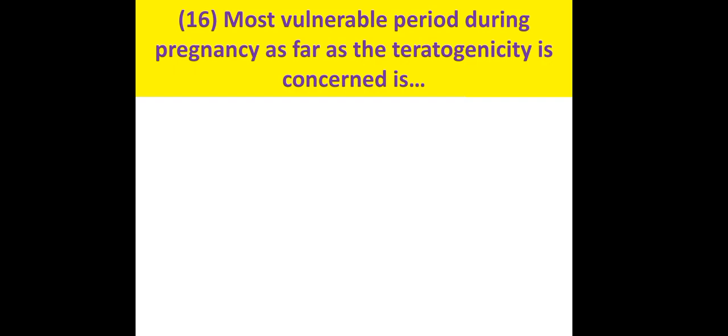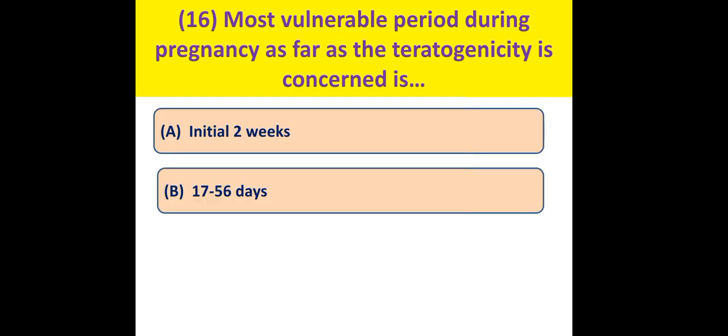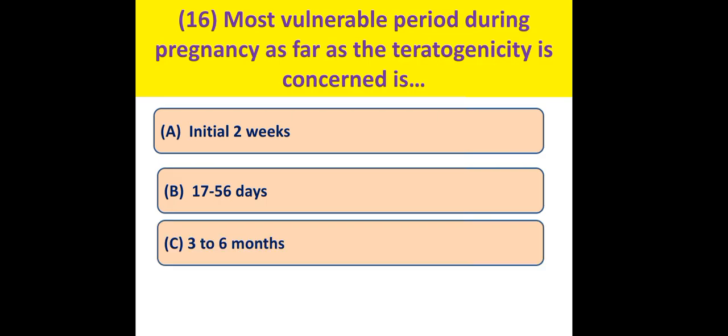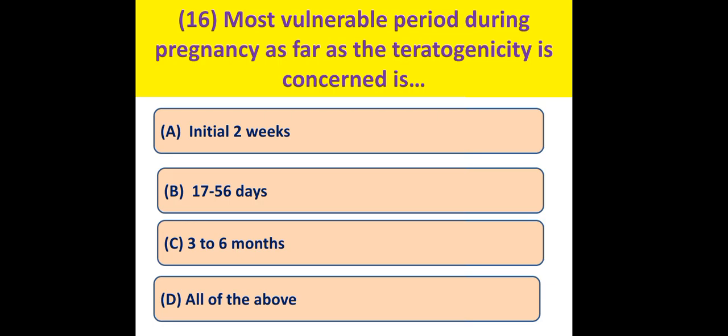Then the most vulnerable period during pregnancy as far as teratogenicity is concerned: initial 2 weeks, fertilization and implantation; 17 to 56 days, this is the period of organogenesis; 3 to 6 months, the period of growth and development; and all of the above. Teratogenicity means drug induced structural malformation. So the most vulnerable period is the period of organogenesis, and because of this the correct answer is 17 to 56 days.